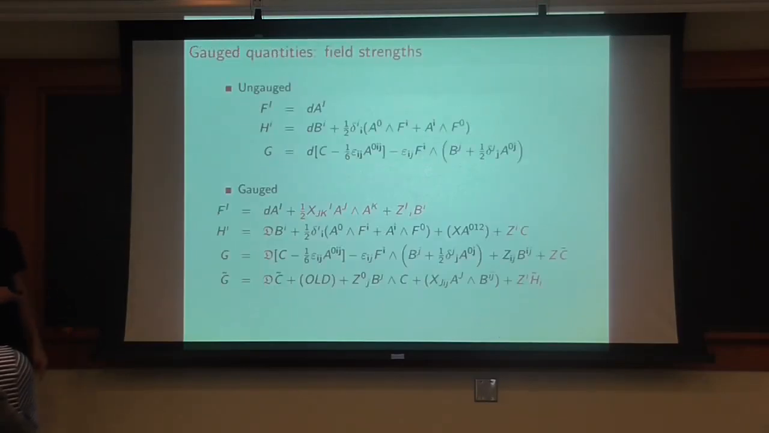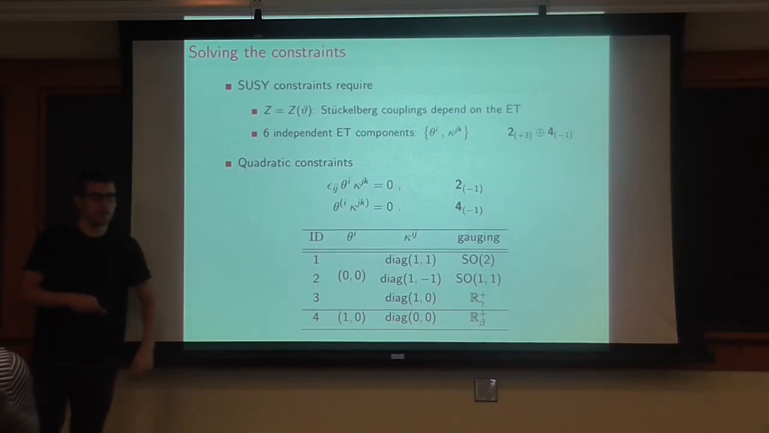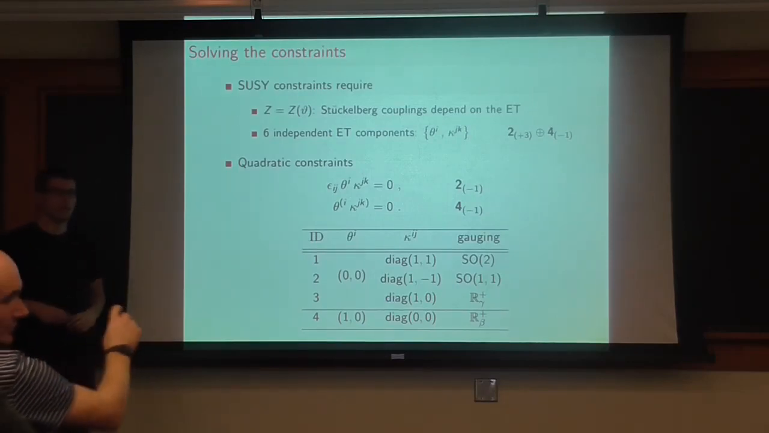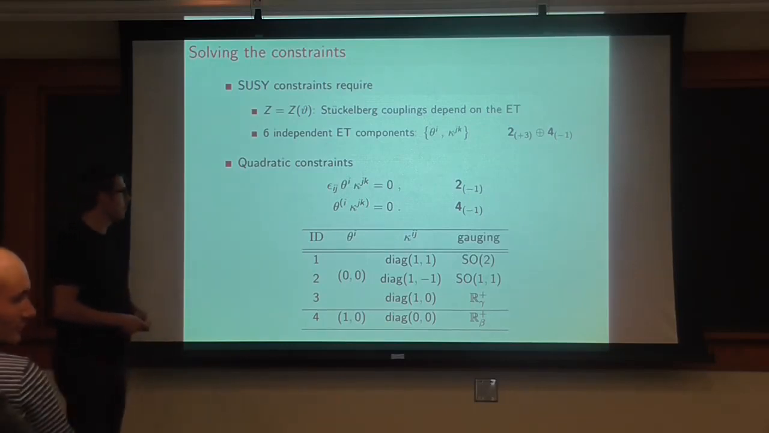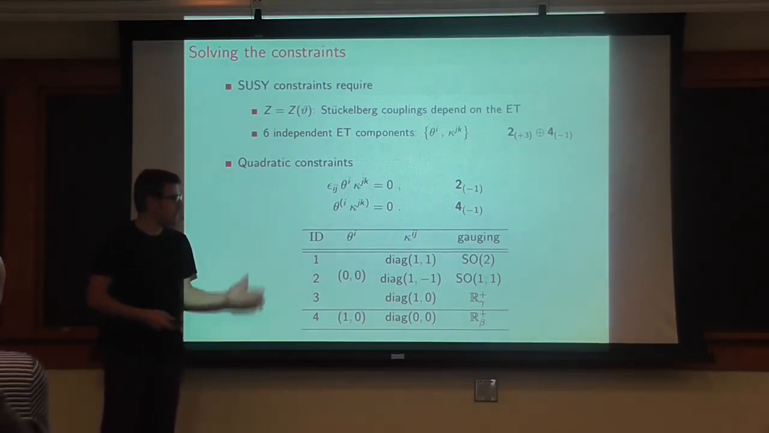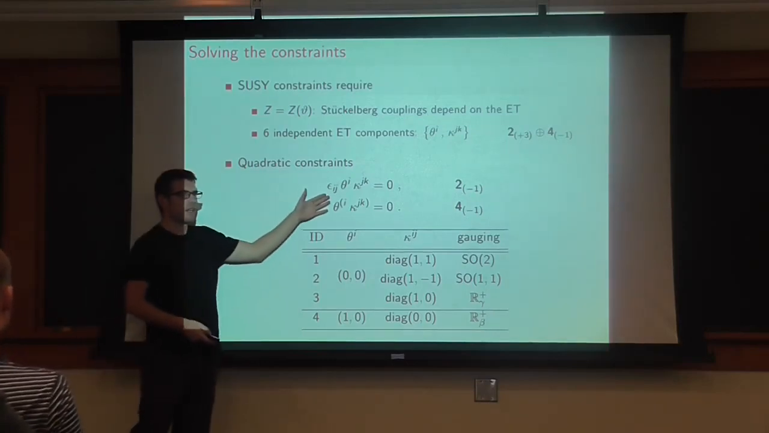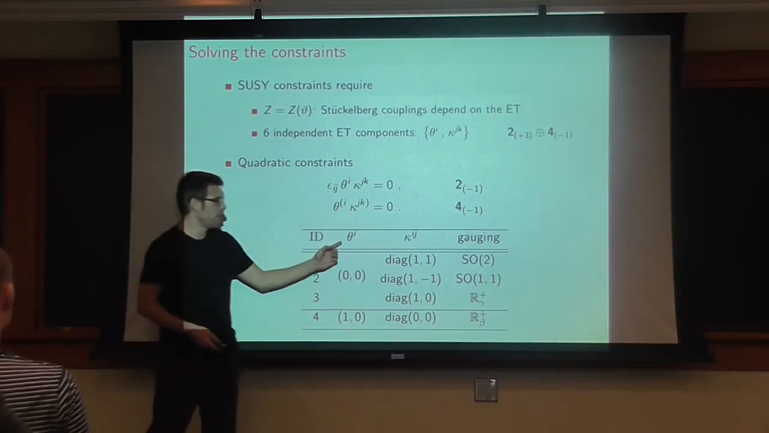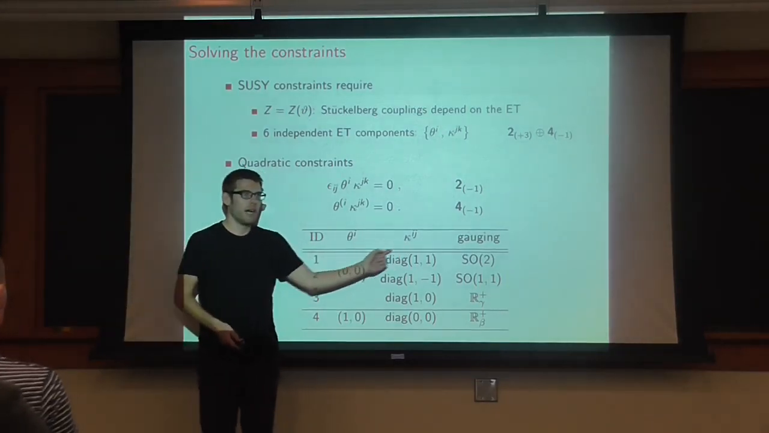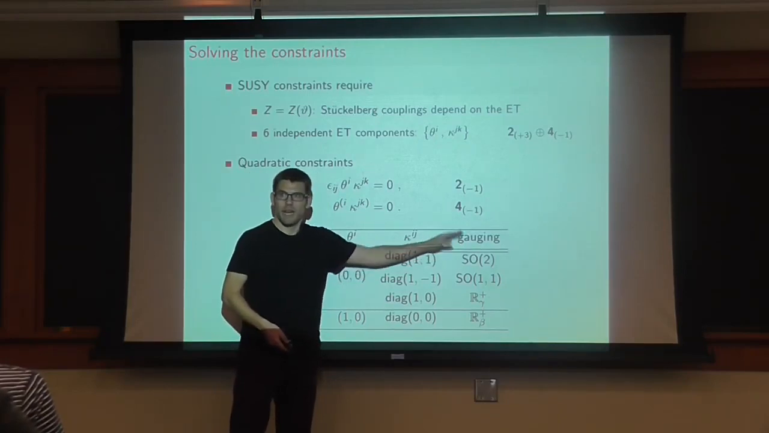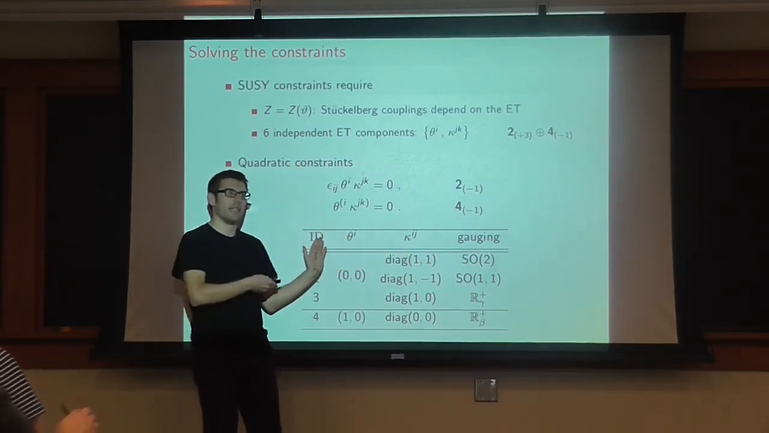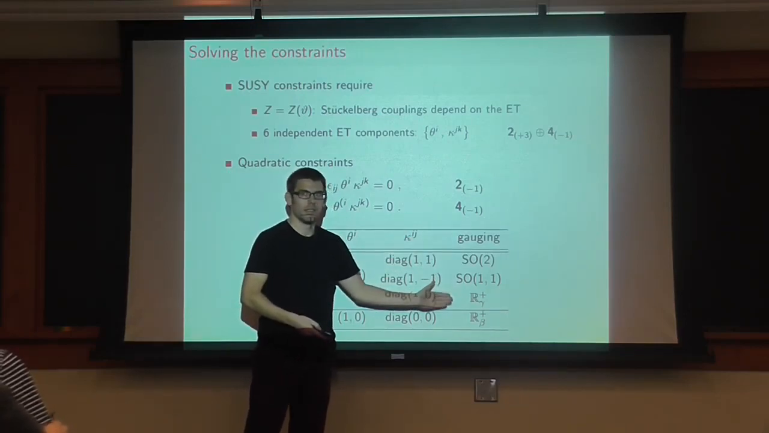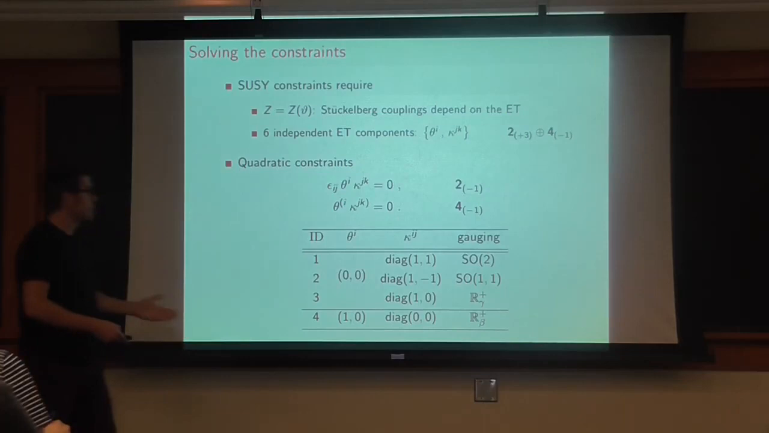What did you say about the linear constraint? Yeah, that comes from supersymmetry. I mean the one that you were asking about before, which representations are allowed. But basically what I'm trying to say is when we solve the quadratic constraint, we obtain these possible solutions for the different configurations of theta and kappa, and when we plug these configurations into the gauge generator, we can identify what is the gauge group that has been gauged.